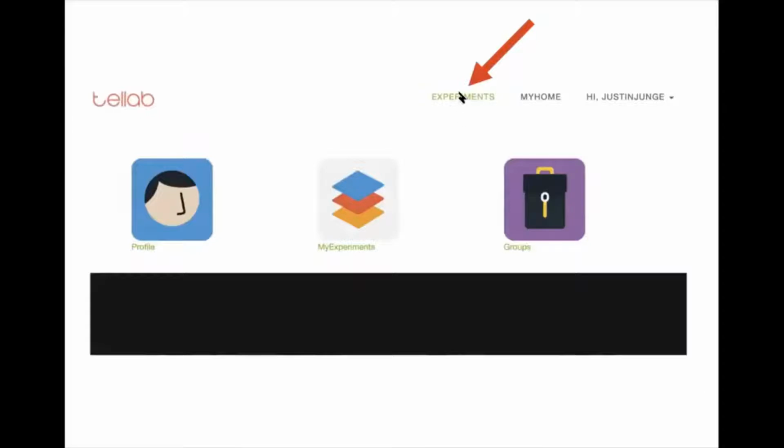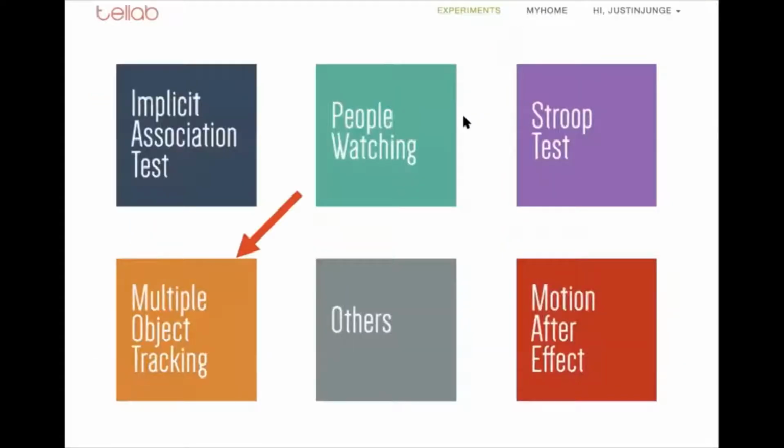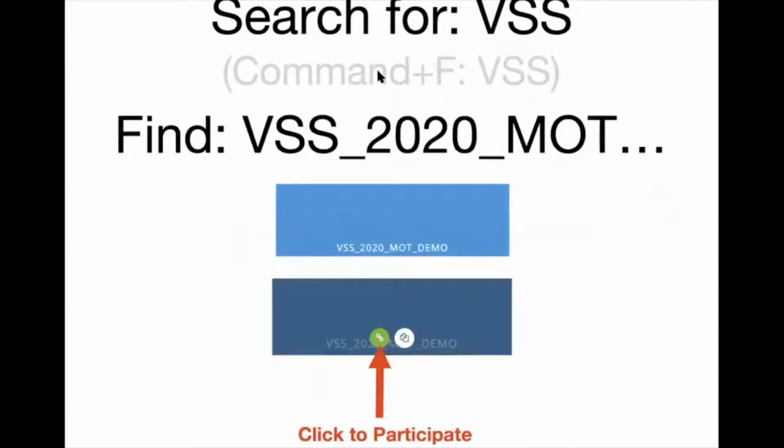All right, so to participate in experiments, you can navigate to lab.tellab.org, probably already there since you just created an account. I want you to click on this link, experiments. And then when you get to the experiments, click on multiple object tracking. Now once you're on the multiple object tracking page, you're going to see a bunch of these blue rectangles, but just go ahead and search in your browser for VSS. If you're on a Mac, that's Command F. That'll let you search for VSS, and you'll find a demo: VSS 2020 MOT demo.